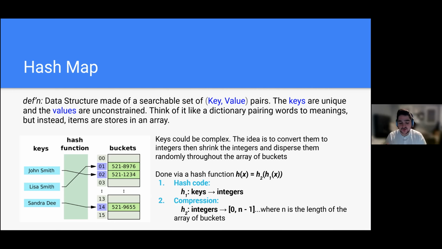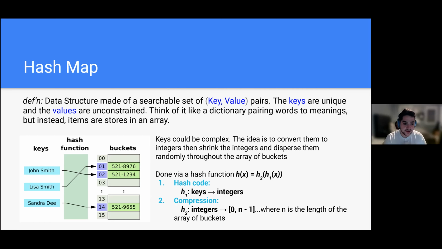So that key could be a string. It could be an integer. It could be anything. It could be any object. So it's pretty powerful. Before I keep rambling on, I'm kind of just going to read what's on the screen right now. The definition of a hash map is a data structure made of a searchable set of key value pairs. The keys are unique and the values are unconstrained. That is one thing I didn't mention. The keys are unique. That means that no two of the keys can be the same.